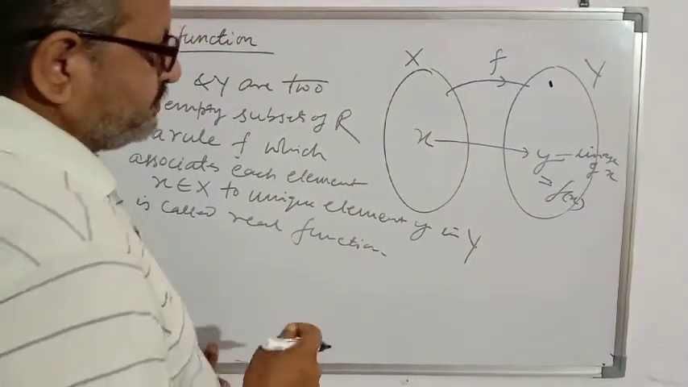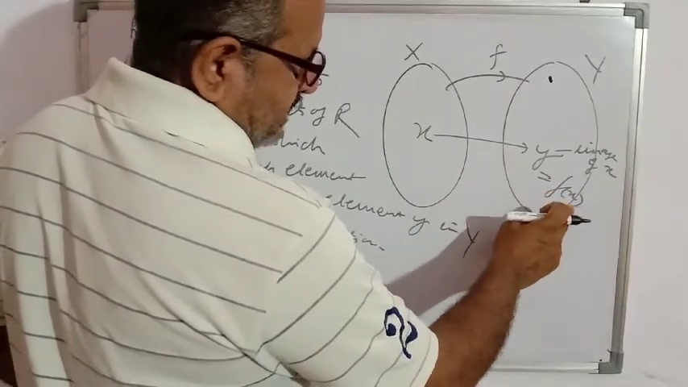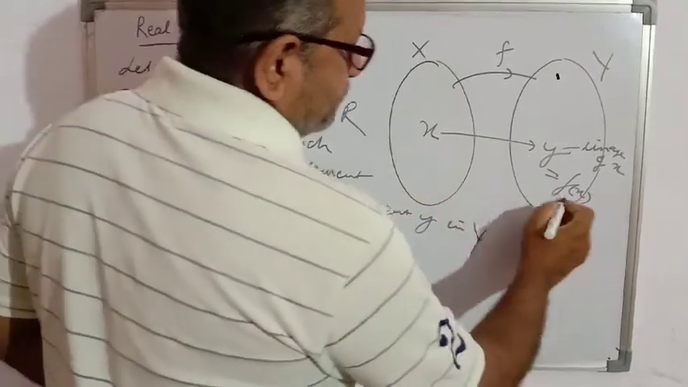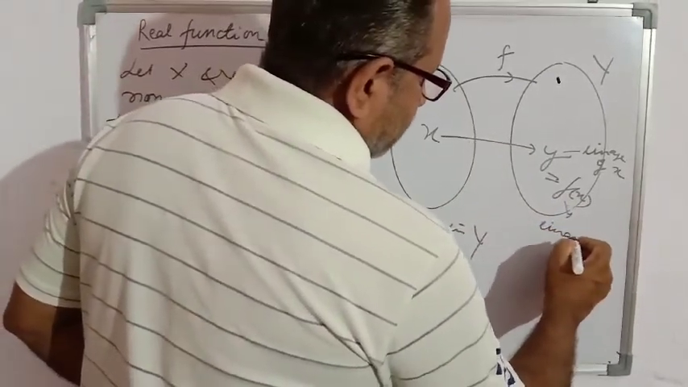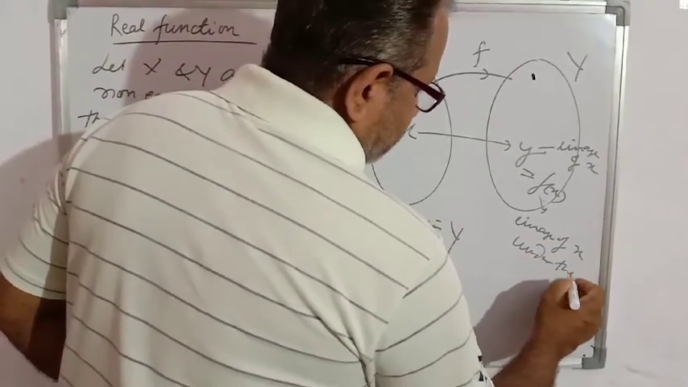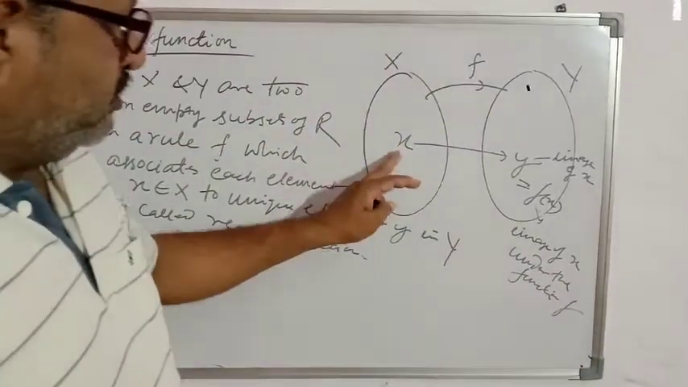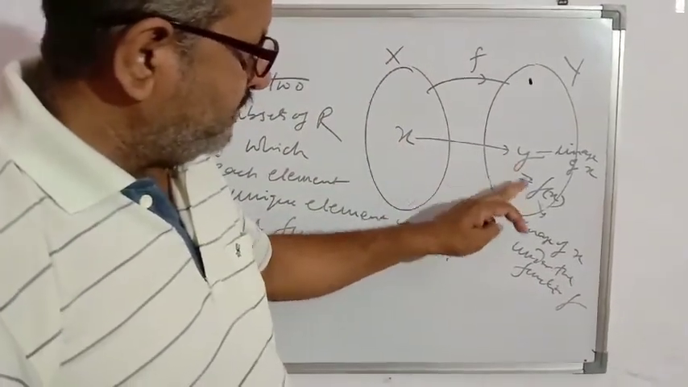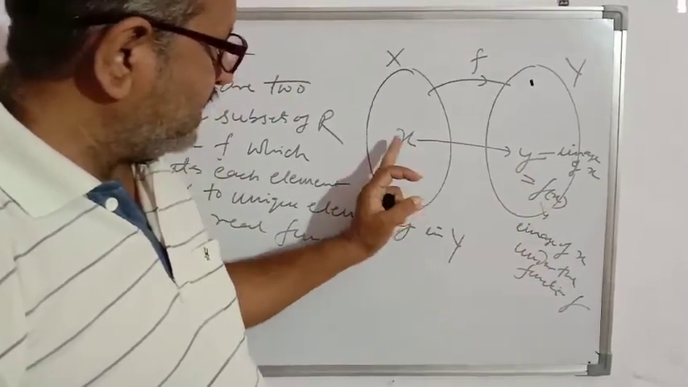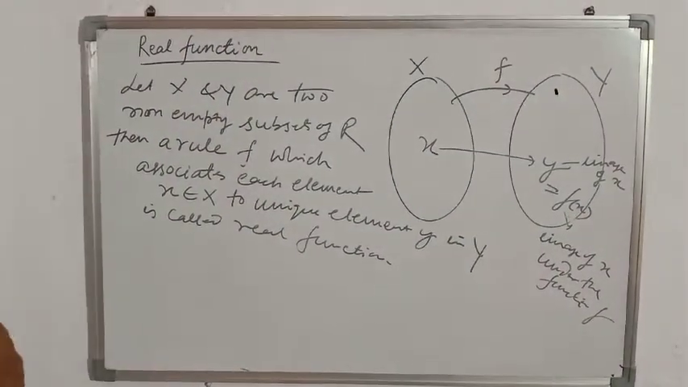f(x) means what? It is the value of the function at x, or the image of x under the function f. So x is associated to y, and we can write f(x) meaning the image of x. f(x) is the image of x, and x is called the pre-image of f(x) or y. So this is a real function.